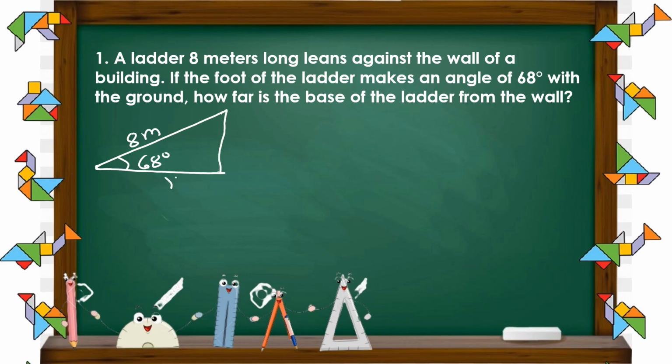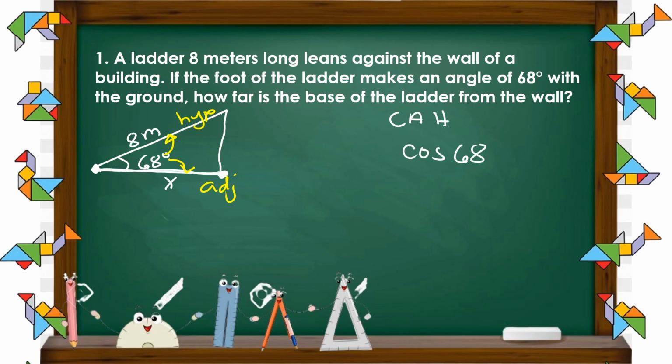So we are going to look at this one. This is the base of the ladder and this is the foot of the wall. So we're going to find this distance. We are going to name it as x. Looking again at our given, at 68 degrees, this x is the adjacent part and this 8 meters is the hypotenuse. So if you're going to have adjacent over hypotenuse, we are going to use cosine.